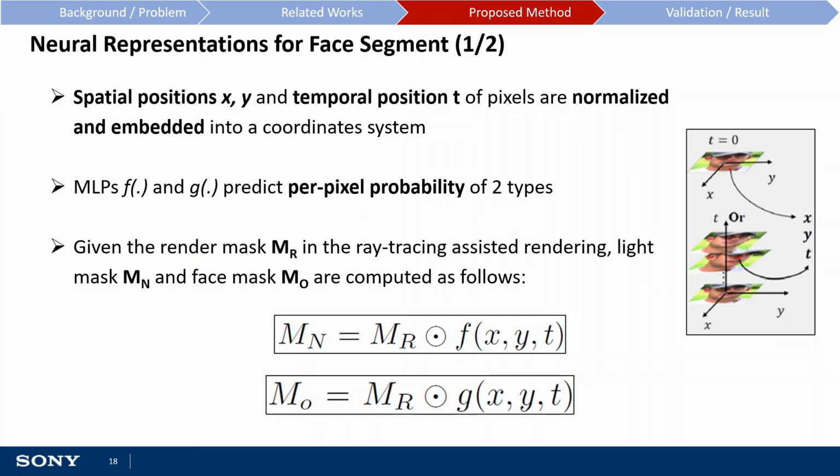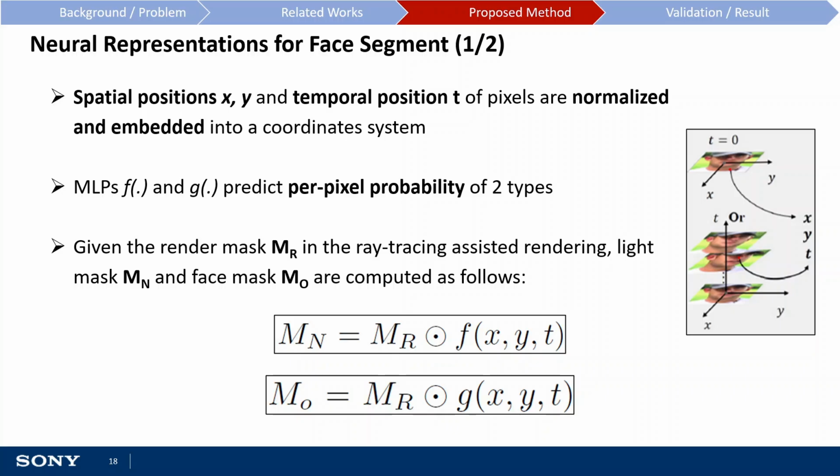To decouple the illumination into multiple light conditions, the authors design a pair of spatial temporal continuous neural representations to segment the face into regions for different light conditions. As illustrated in the figure, spatial positions x, y, and temporal position t of pixels are normalized and embedded into a coordinate system. T is decided by the number of frames in the input.